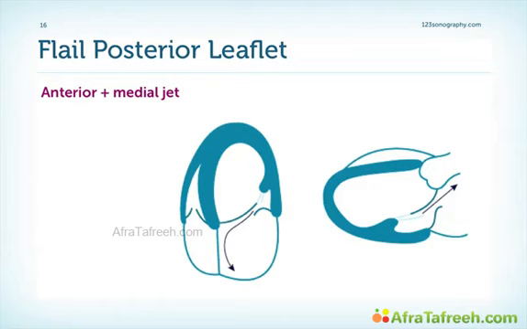Again, a pathology of the posterior leaflet, however this time not prolapse but flail. Very similar jet direction. Why? Because again the channel is directed towards the interatrial septum, so medially and anterior. As a matter of fact, the only difference between the prolapse and the flail leaflet is that sometimes you do see more eccentricity in patients who have a flail leaflet.